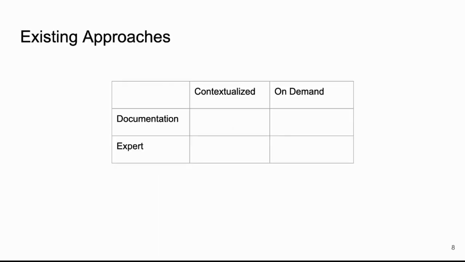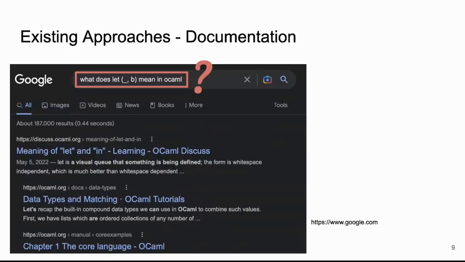I'm going to talk about two existing approaches. One is existing documentation that you can find online for programming languages, and one is going to an expert and asking them for help. I'll talk about how these approaches work as far as how contextualized this information is and how available this information is.